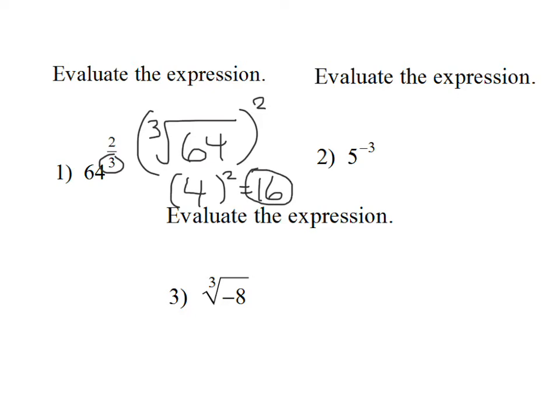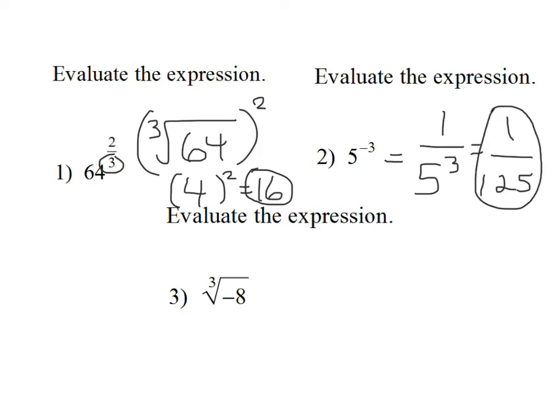Number 2, remember when we're dealing with negative exponents, the first thing we have to do is get rid of the negative exponent. So I rewrite it as 1 over 5 to the positive third. And now we're asked to evaluate. So then 5 to the third is 125. So my answer is 1 over 125.